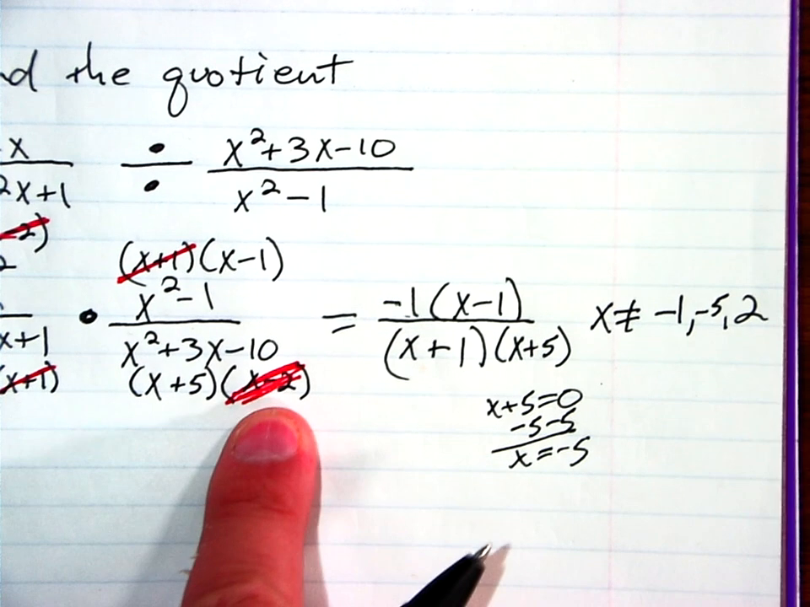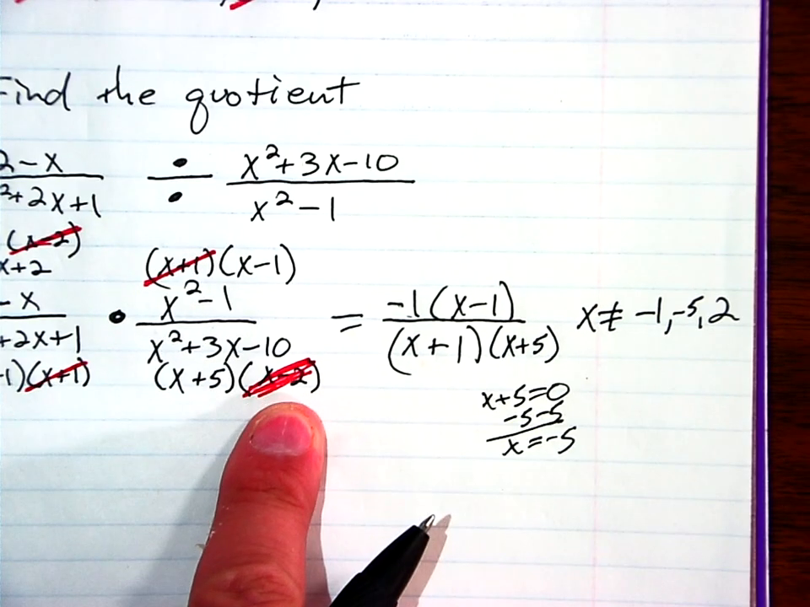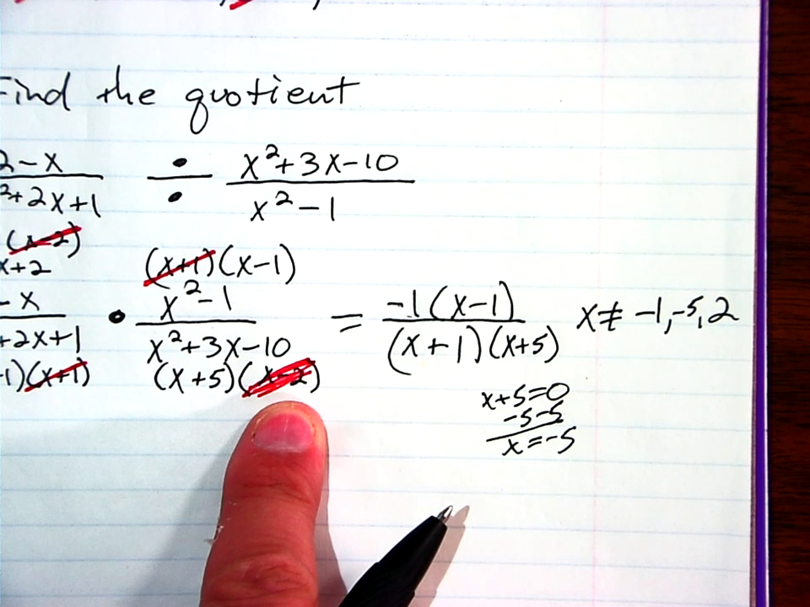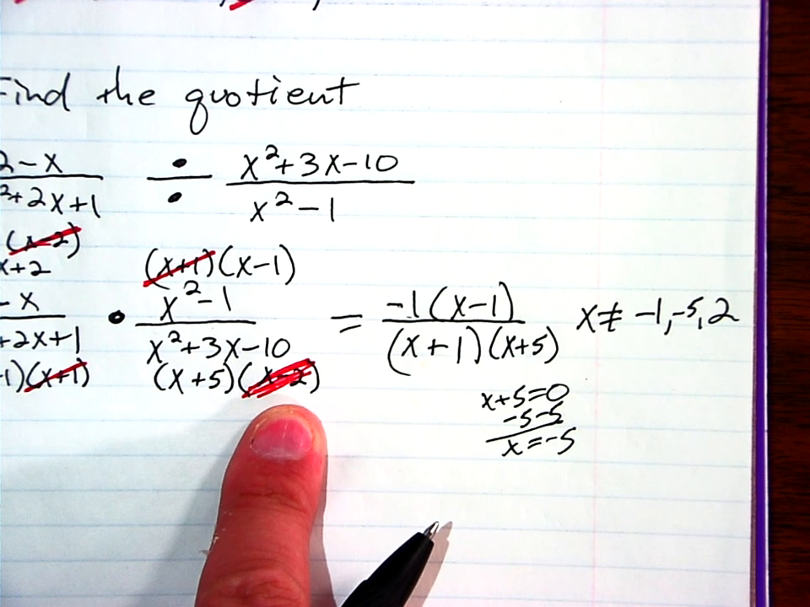Because what do we have right there? x minus 2. So it's still there when you start the problem, though. Would it be positive and negative 5? No.